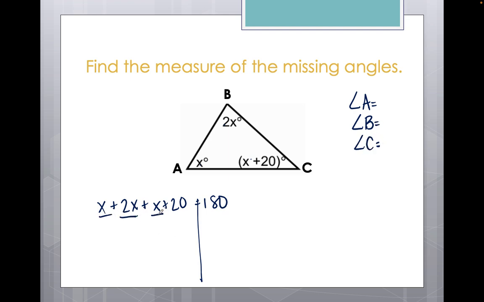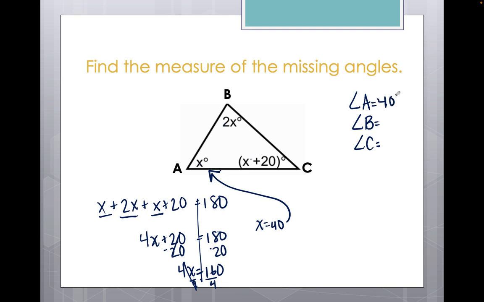So down here, if we add x plus 2x plus x, we get 4x plus 20 equals 180. Subtracting 20 from both sides gives us 4x equals 160, and then dividing 160 by 4 gives us x equals 40. So if x equals 40, then angle A is simply 40 degrees because it is x degrees. If B is 2x and x is 40, angle B is 80 degrees. And lastly, if angle C is x plus 20, and x is 40, 40 plus 20 is 60 degrees, adding up to a total of 180 degrees.